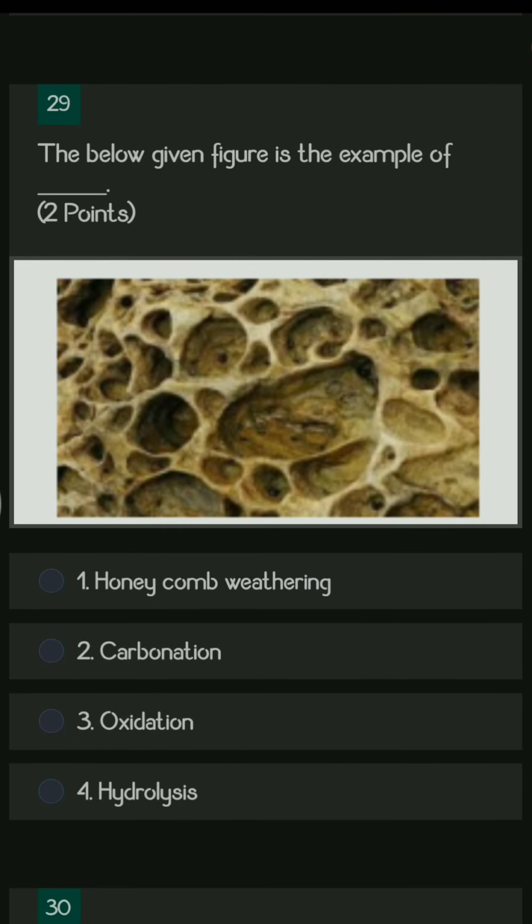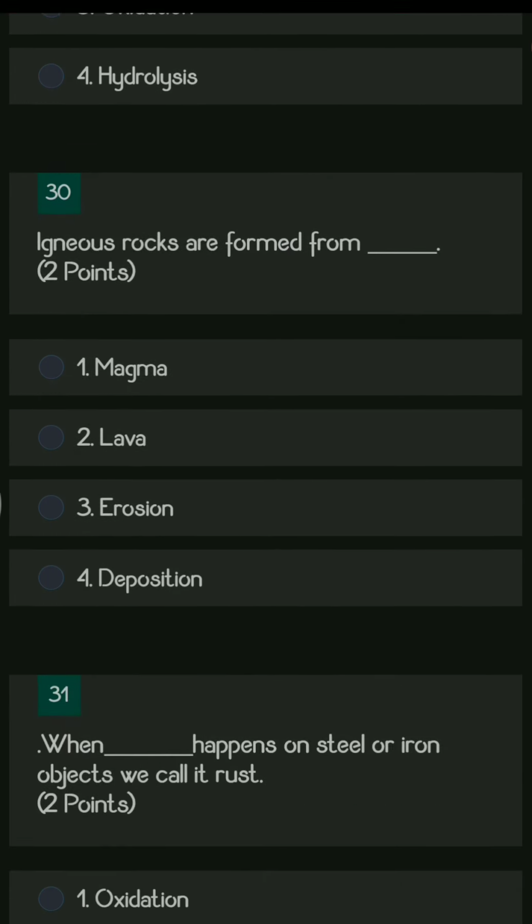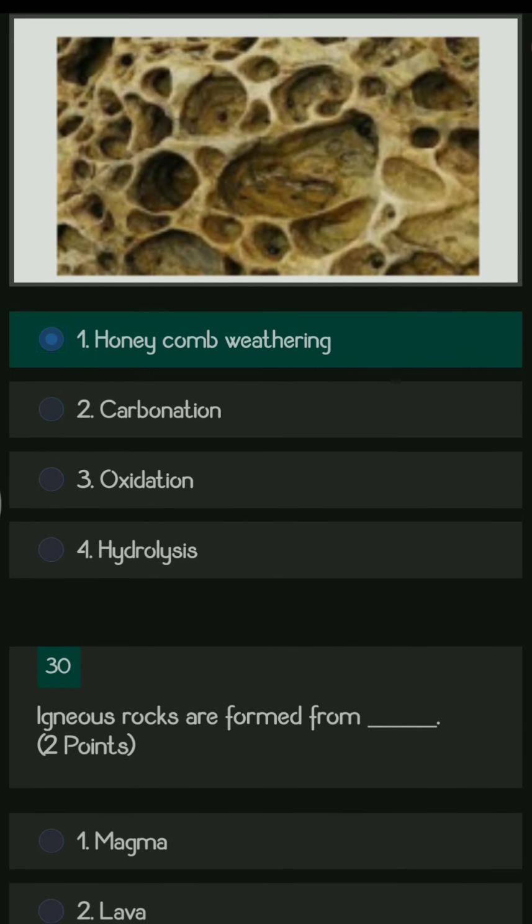Next question. The given below figure is an example of dash. So here we have a figure which is very similar to honeycomb structure. So this is honeycomb weathering which is seen in the coastal areas.